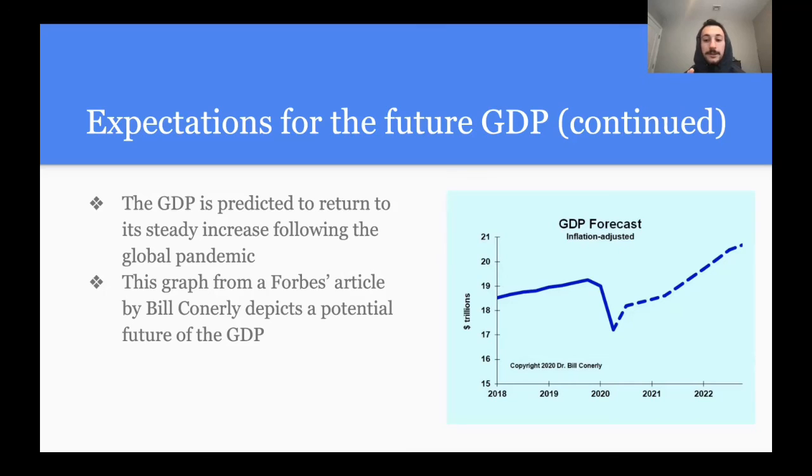But as you can see on this slide, we have a graph from Forbes, and it's predicting the potential future of the GDP. So as you can see, the dotted line in it is the coming years. And if you look at this projection, we could hit $20 trillion in around 2022. And if we stay on this course, it could be hitting up to 21 trillion, 22 trillion in the next few years coming after that.